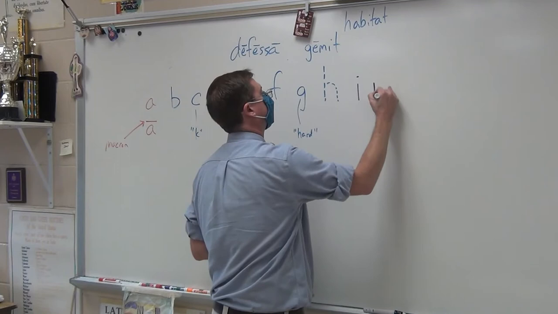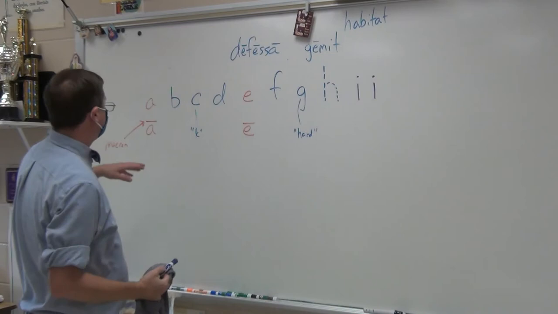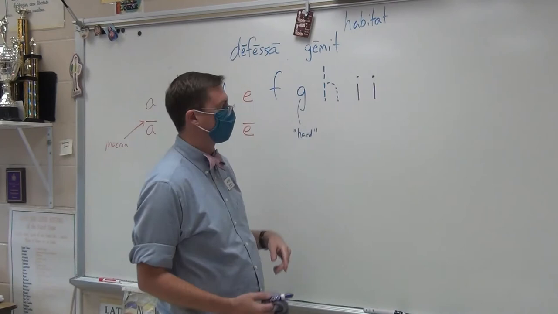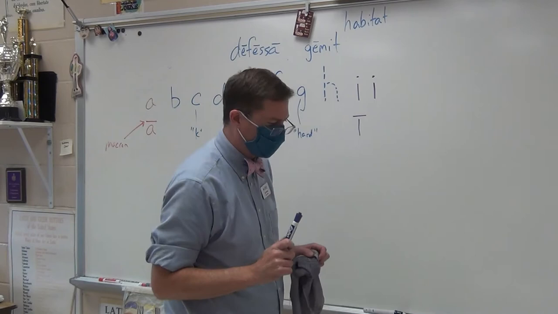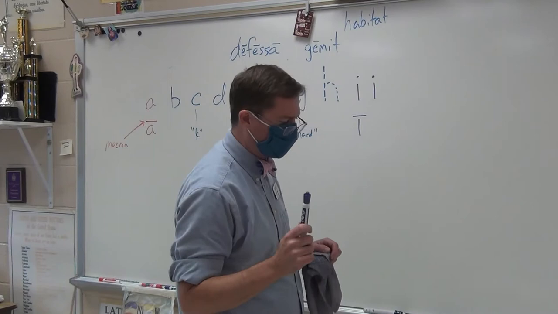This is an instance in which, again, you have the vowels in red, the consonants in blue, but here I've written it in purple. And that is because sometimes the letter I is functioning like a vowel, and sometimes the letter I is functioning like a consonant.